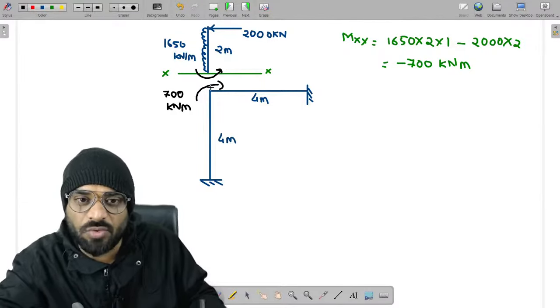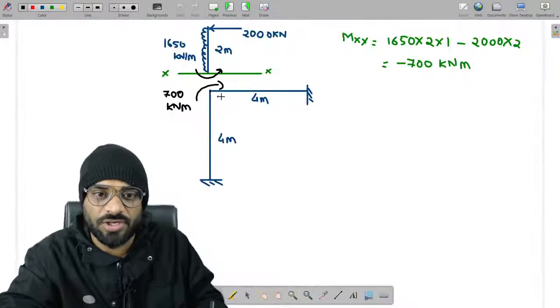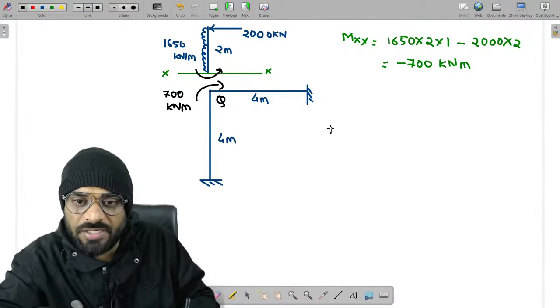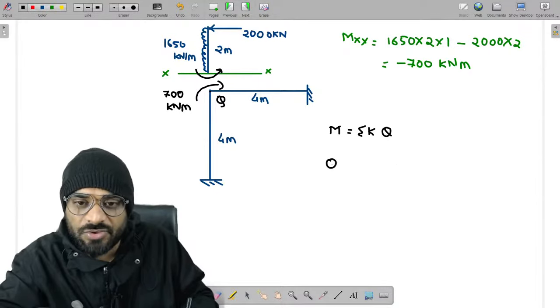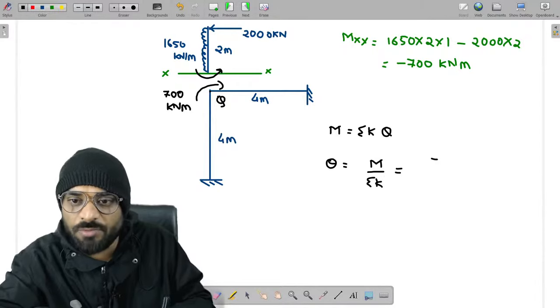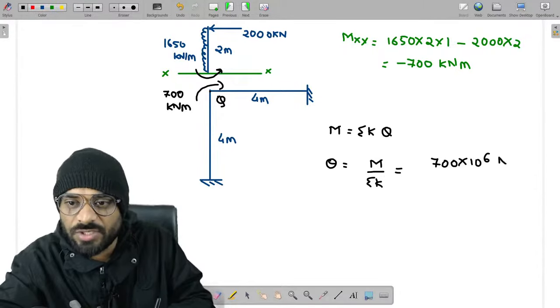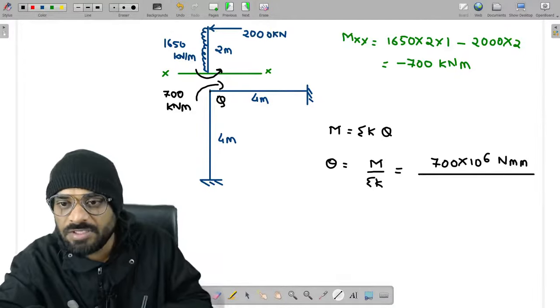Now guys, what is the value of theta B? This is our joint Q, sorry. So we have to write M is equal to summation K into theta. So theta is equal to M upon summation K. What is the value of moment which we have? 700 multiplied by 10 raised to power 6, so that is converted into Newton mm. Now divided by summation stiffness.